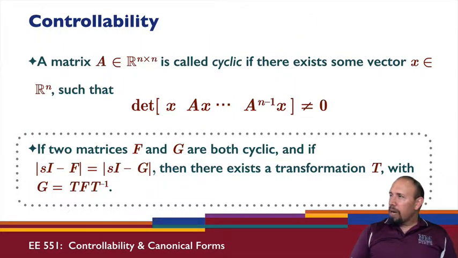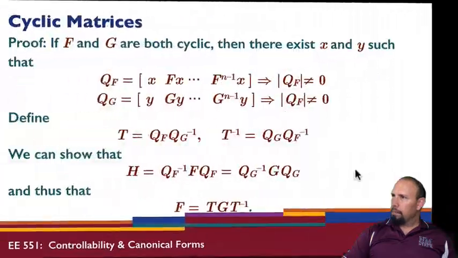Okay, in talking about controllability, we introduced the notion of a cyclic matrix. We said that a matrix A is cyclic if there's some non-zero X such that this matrix, which is like a controllability matrix, has non-zero determinant. And so the claim made was if two matrices F and G are both cyclic and they have the same characteristic polynomial, then there is a transformation matrix that relates the two, that shows that they're similar. Okay, so let's prove that.